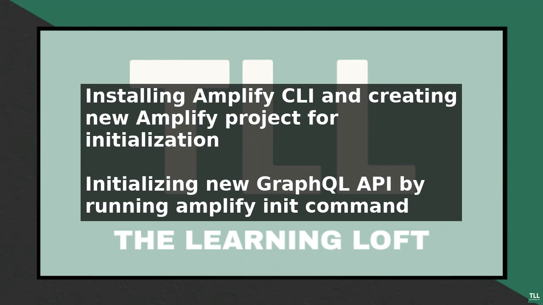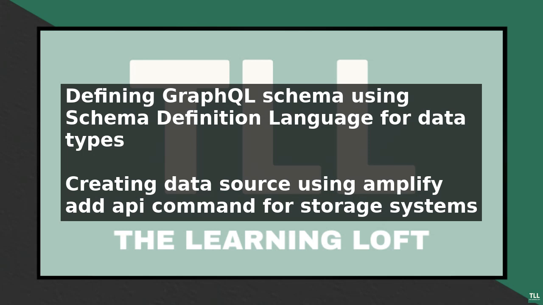After defining your schema, you need to create a data source. A data source is a storage system that holds your data. AWS Amplify supports a variety of data sources, including Amazon DynamoDB, Amazon RDS, and Amazon S3. You can create a data source by running the Amplify add API command and selecting the data source you want to use.